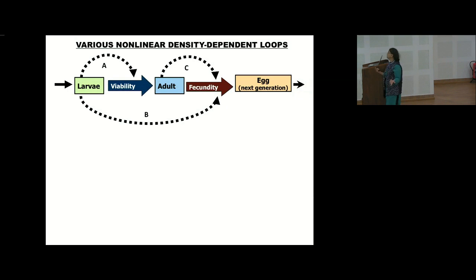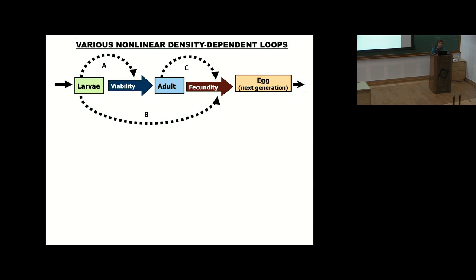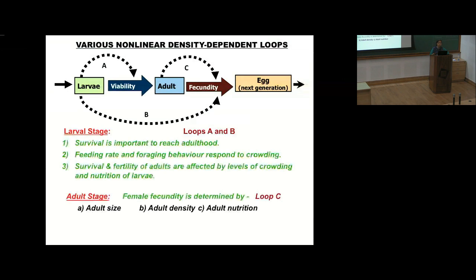Now, how do you consider these three loops? I have no clue what to do. So here is whatever I said, how larval stages affect and how the adult stage affects. So there are loops A and C. A and C is how larvae affect the larvae to adult transition and the adult to next egg laying transition. And that is loop C. A and B involve larvae, loop C involves adult.